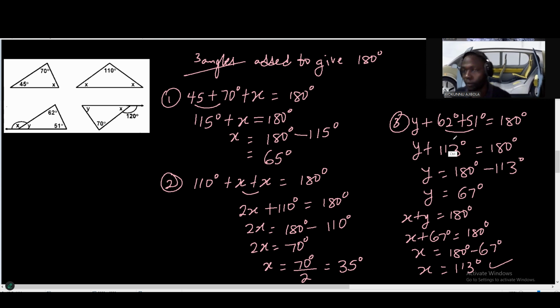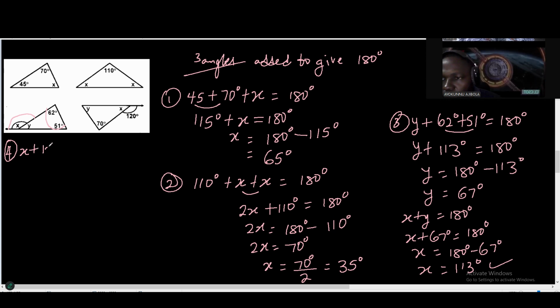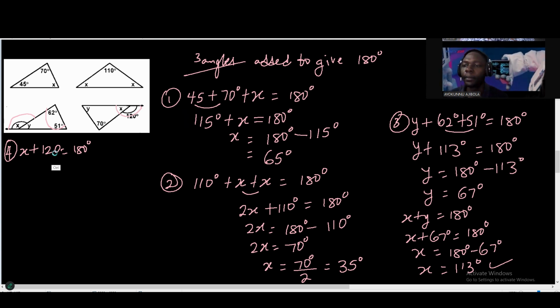Yes or no? So that means if you add these two internal angles together, it will be equal to this external angle. So if you add these together, it should be equal to 120, and y here should be 50. But let's check it out, okay? So for number 4, we have x plus 120 is 180, because they are both on a straight line.